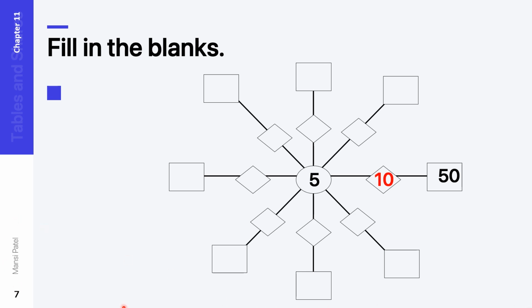Now, another one is 65. How many 5s are 65? If you know the table, then you easily get the answer. You can say that 13 5s are 65. Then here another one, that is 30. How many 5s are 30? Which number multiplied by 5 gives 30? So your answer is 6.